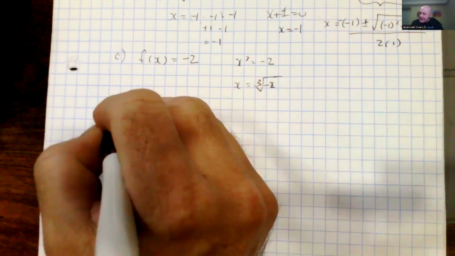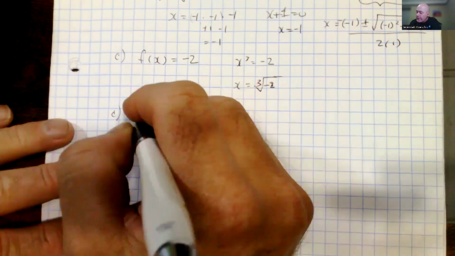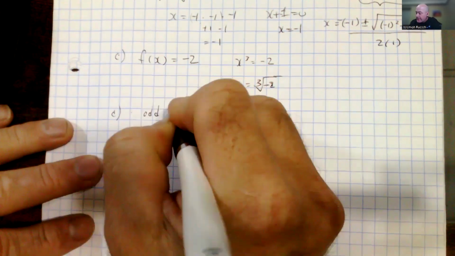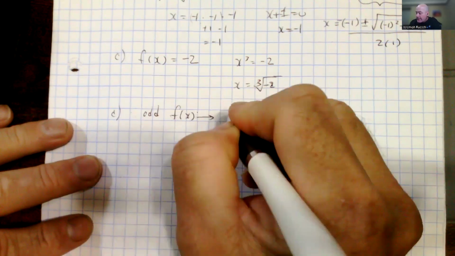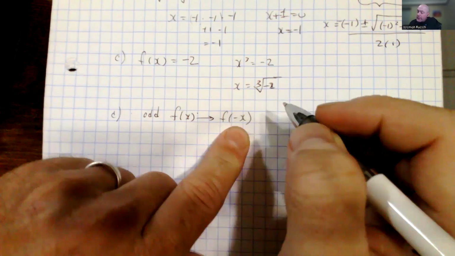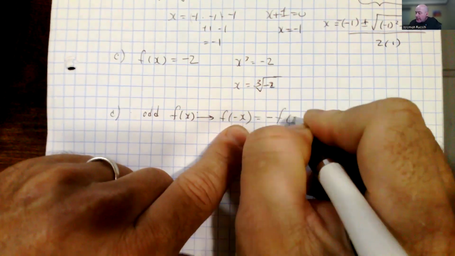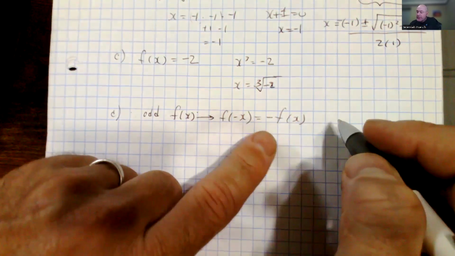All right, part D asks, is f even, odd, or neither? Well, the definition of an odd function means that if we replace x with negative x in f of x, and that equals negative f of x, then the function is odd. That's the definition of what it means to be an odd function.